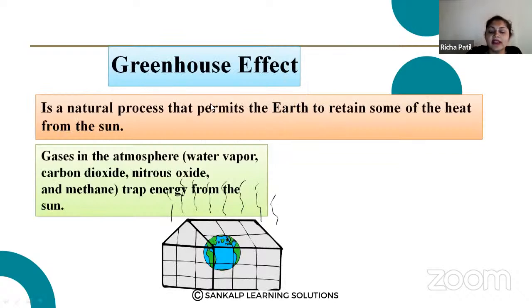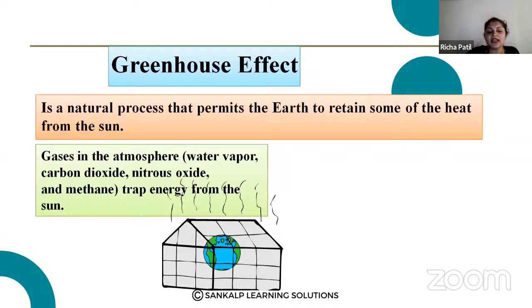Next we'll see the greenhouse effect. About 75% of the solar energy released from the sun and reaching the earth is absorbed by the earth's surface, which increases its temperature. The rest of the heat radiates back to the atmosphere.